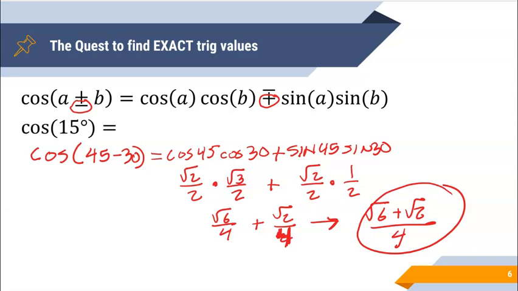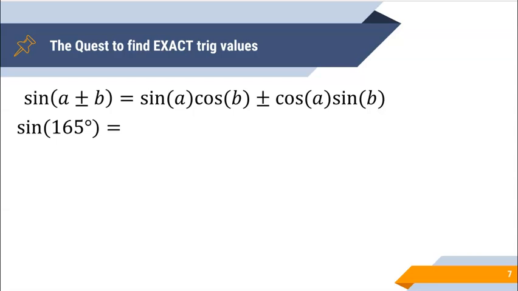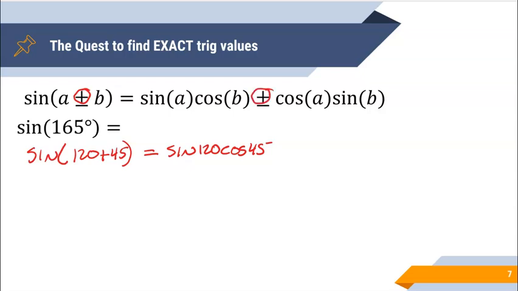Okay, one more here. Sine of 165. Here's our formula for sine. And I think earlier we had said this equaled the sine of 120 plus 45, right? So let's do our formula first. And again, when we're adding in the sine formula, we are also adding in our formula here.